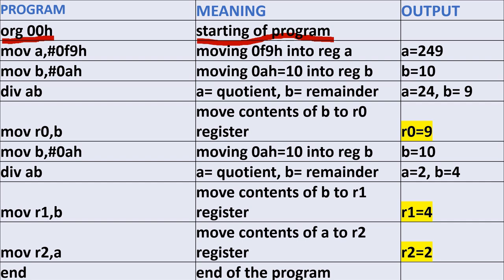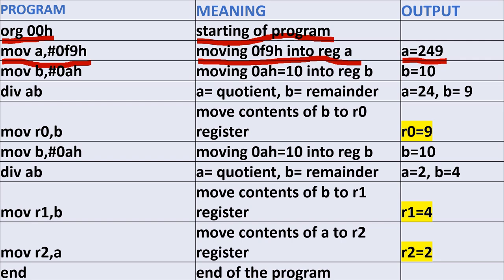Now, the next is MOV A, #0F9H. The meaning of this line is we are moving the hexadecimal number that we want to convert into its decimal equivalent into register A. And as an output, I have taken A is equal to 249, because when we do the calculations, we need its decimal equivalent for calculation. Therefore, I have mentioned A is equal to 249 as an output.